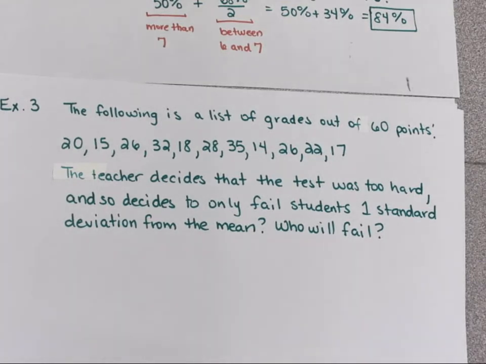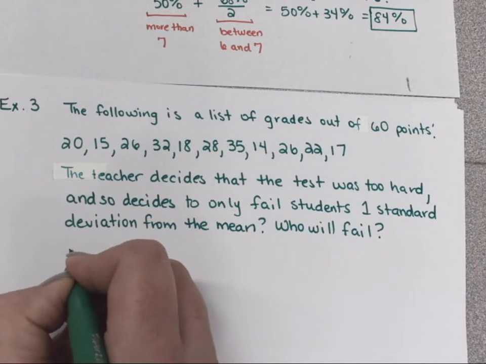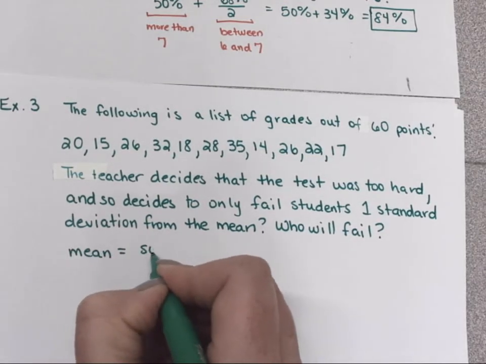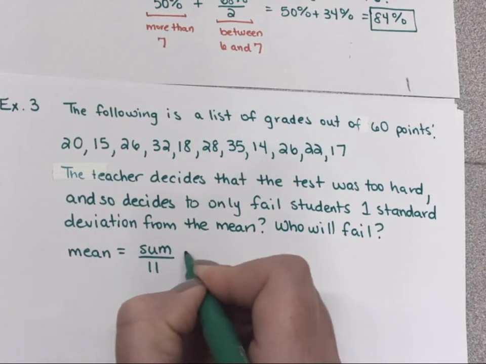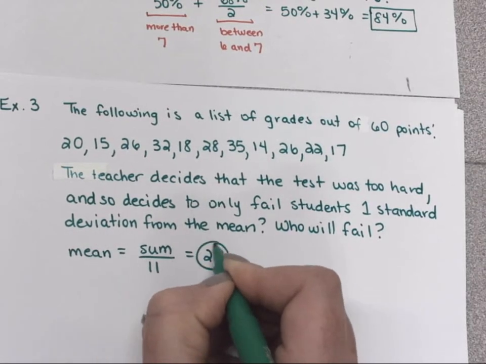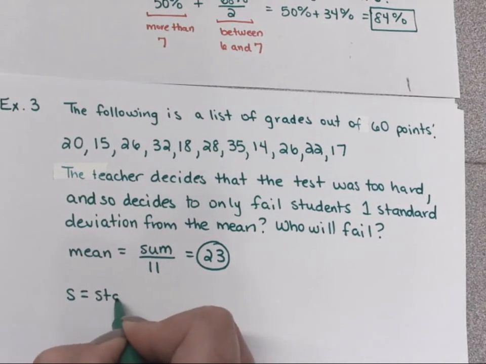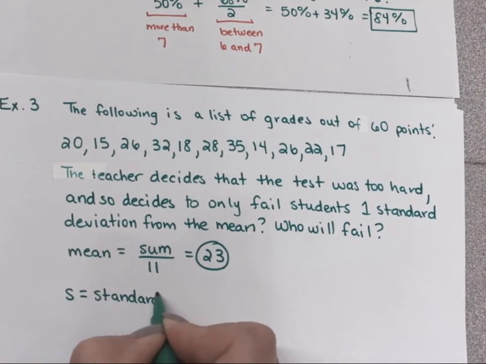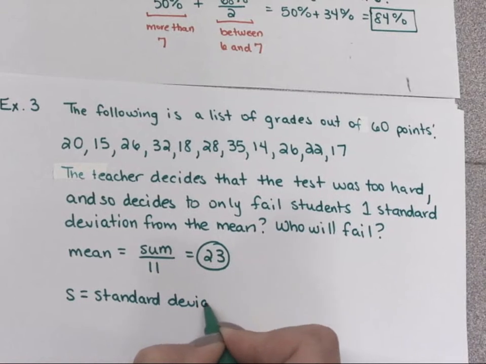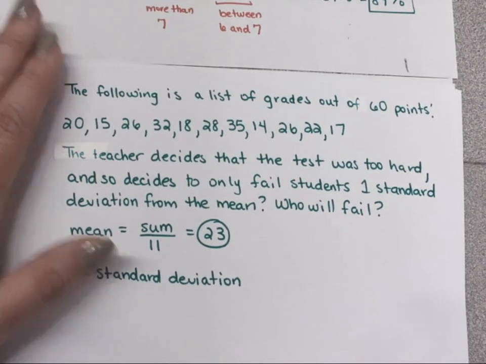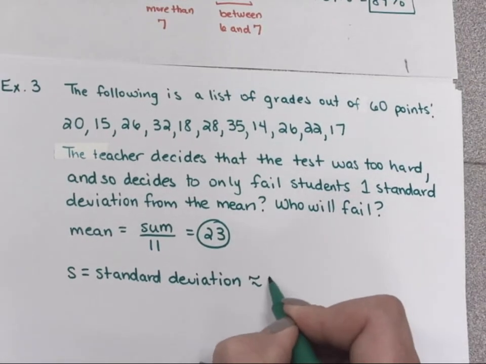All right, so I'm just going to give you these numbers because I think we can agree that this would be a long formula to come up with. So the mean is going to be the sum divided by 11. So I'm just going to tell you that that's 23. And then I'm also going to give you the standard deviation. Remember, S is what stands for the standard deviation. And let's say that I get the standard deviation to be about 6.6.